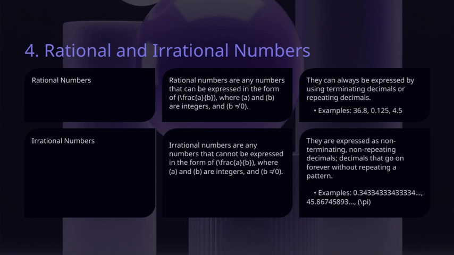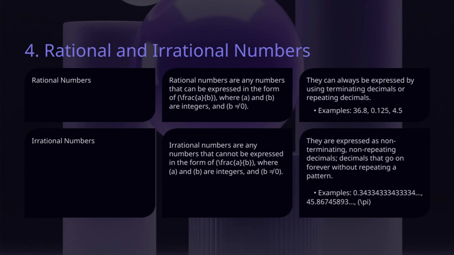On the other hand, we have rational numbers. Examples like 36.8, 0.125, or 4.5 are rational because they can always be expressed as either terminating decimals or repeating decimals. That means you can write them as fractions, like 36.8 as 368/10, or 0.125 as 1/8.